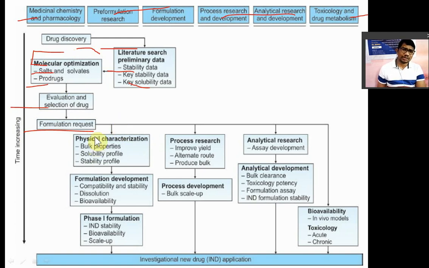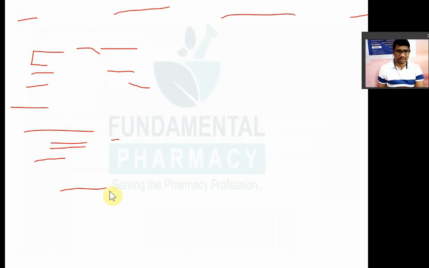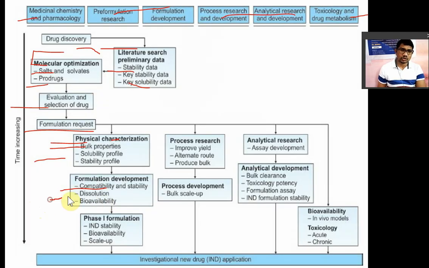Then you have to subject that drug to formulation. Now in the formulation you have to study pre-formulation parameters, like bulk characterization, then crystallinity and polymorphism, then solubility analysis, then stability analysis, pKa determination, drug excipient interaction, etc. First is physical characterization of the bulk properties of the drug, solubility profile, stability profile of the drug. Then formulation development, in that compatibility of the drug with the excipient, its stability studies, etc. Then bioavailability and dissolution studies. If you are done with these studies, then you can file an IND, investigational new drug application.